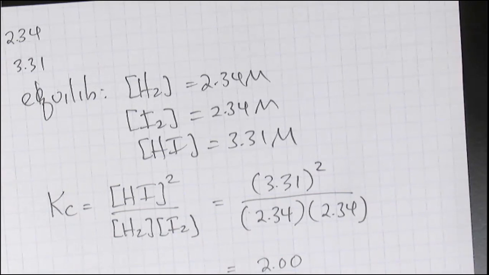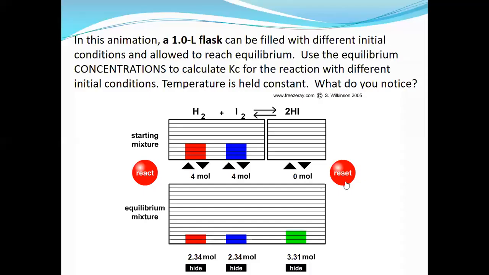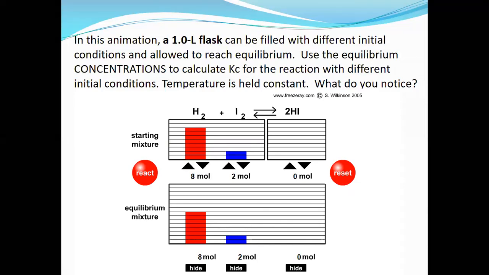But let's go back now and do a different experiment. I'm going to go back to the PowerPoint presentation, and we're going to reset it. In your notes, you can write experiment number 2. In experiment number 2, let's put different amounts of hydrogen and iodine. This time I'm going to put 8 molarity. Remember, the volume is 1 liter, so 8 moles divided by 1 liter is 8 molarity. Then we're going to put 2 molarity of iodine in, and no HI again. So those are our new initial conditions: hydrogen is 8 molarity, iodine is 2 molarity, and HI is starting at 0 molarity.